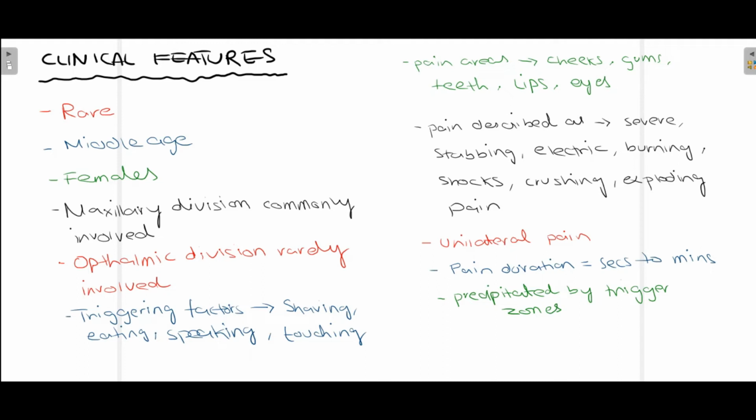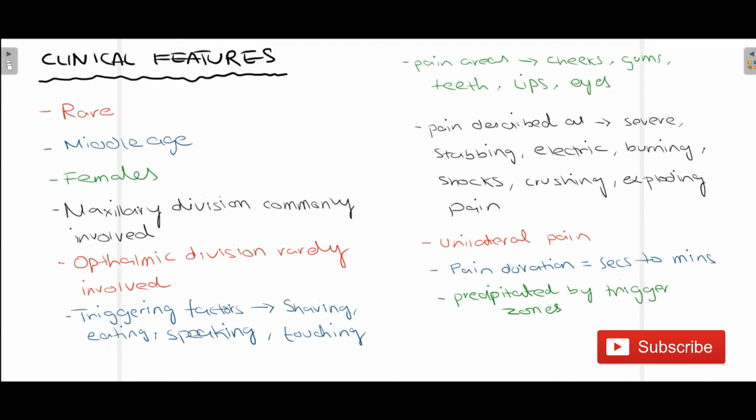Now, of the three zones, ophthalmic, maxillary, and mandibular, the maxillary division is the most commonly affected zone of the trigeminal nerve in trigeminal neuralgia. On the other hand, the ophthalmic division is the rarest of the three zones to lead to trigeminal neuralgia. So the maxillary division is the most common one, and ophthalmic is the rarest one out of the three.